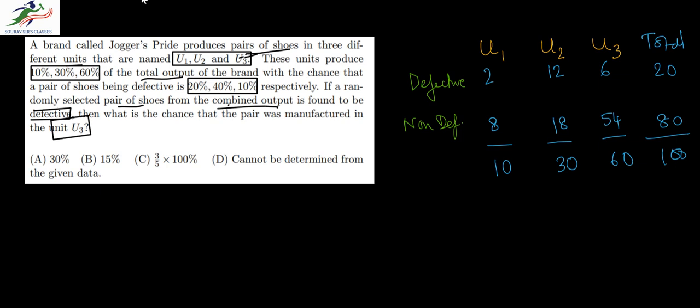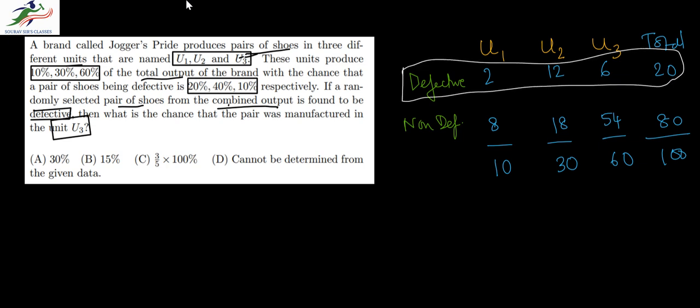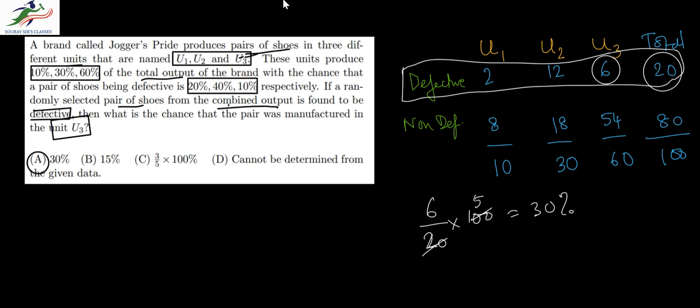And if we select a pair of shoes and we find that it is defective, then it comes in this row. So that means we are picking one of the 20 defective shoes. And what is the probability that it has been manufactured in unit 3? So it would be 6 by 20 into 100, which is 30. So 30% is the probability that the defective shoe was manufactured in unit 3. So option A is the correct choice. We move to the next question.